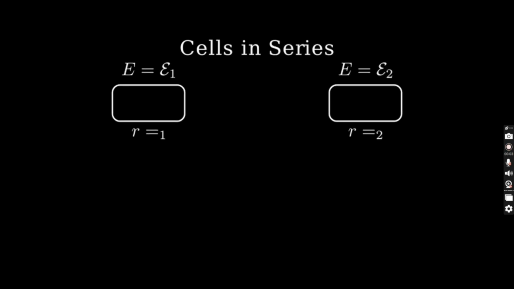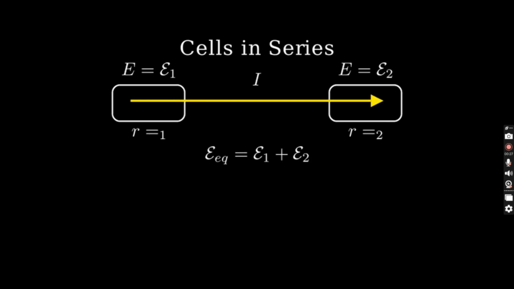Let's analyze two cells connected in series. Here's cell 1 with EMF E sub 1 and internal resistance r sub 1. And here's cell 2 with EMF E sub 2 and internal resistance r sub 2. When connected in series, the negative terminal of one connects to the positive of the next, forcing current flow in the same direction. The equivalent EMF is simply the sum of the individual EMFs.